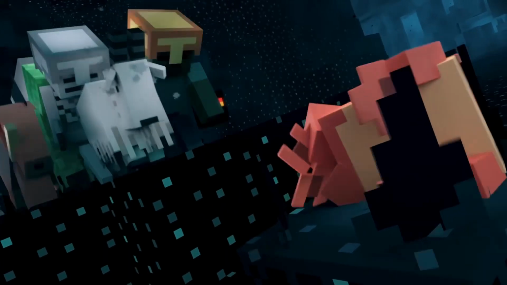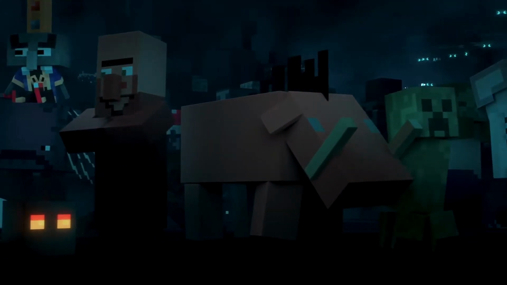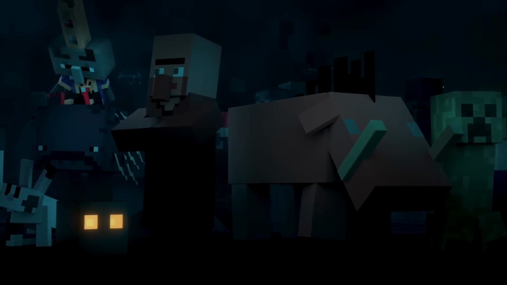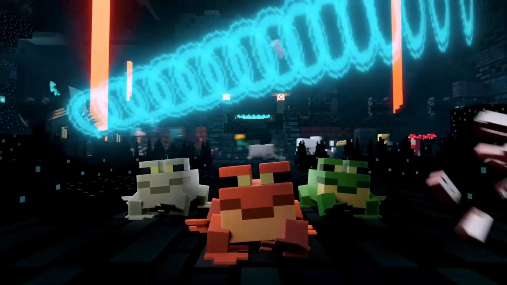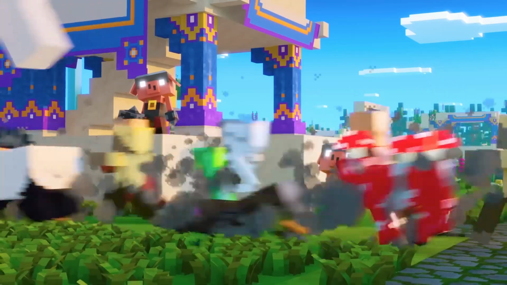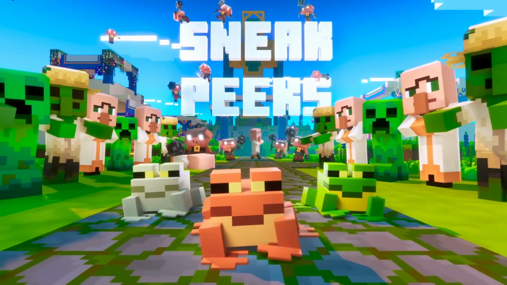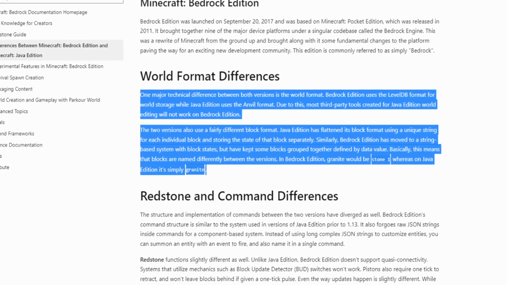Now that last part that they mentioned there is specifically important and also one of the problems with the Bedrock edition. It means that a lot of the resource packs and the mods that people love to use in Minecraft are just not available on the Bedrock edition, and that actually also includes ray tracing, but a little bit more on that later on. Now the two versions also use a fairly different block format.